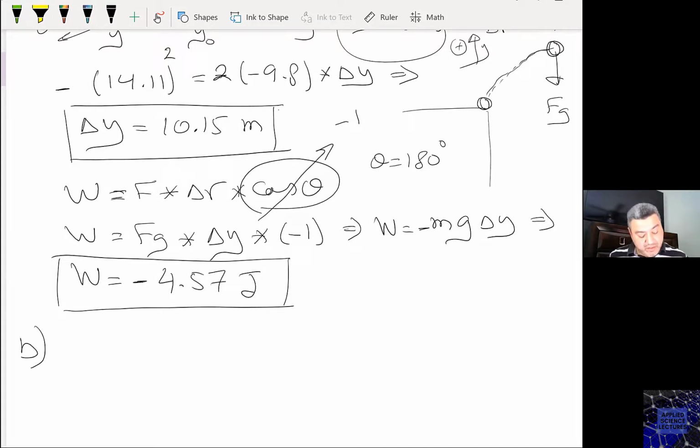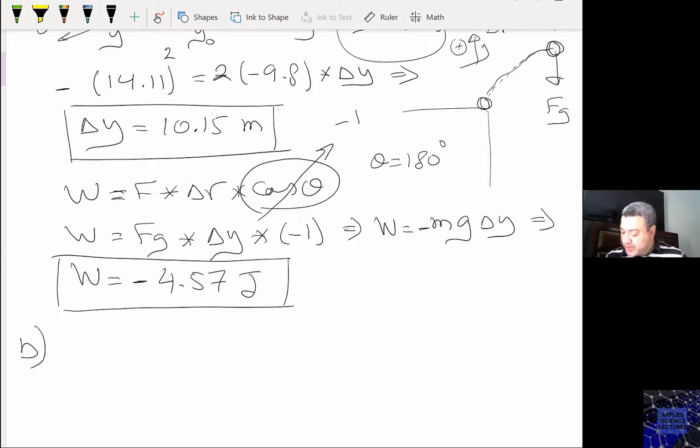B, determine the work done on the ball by gravity on the way down to the ocean from its maximum height. Now remember here the displacement was pointing upward. However, the gravitational force was pointing downward. That's why the angle between those two vectors was 180 degrees, and this gave me a cosine of -1, and that's why the work is negative.